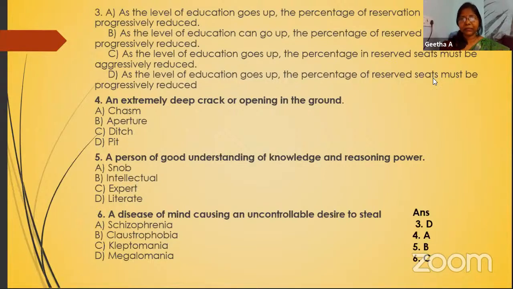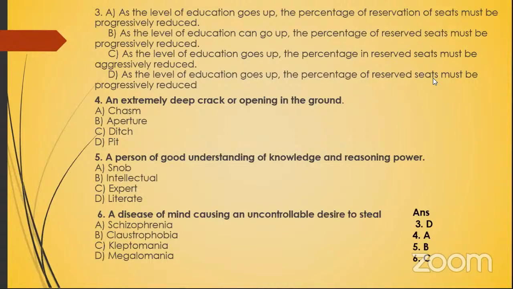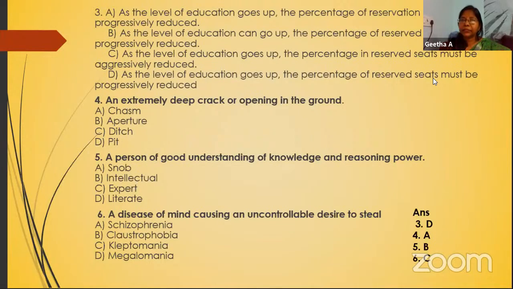Yes, the first one is D. Because the first one, if you see A, what happens is, as the level of education goes up, the percentage of reservation of seats is given. That is not correct, it must be progressively reduced. It should be the percentage of reserved seats, right? So here, can go up and must be progressively reduced is not right for option B. According to C, as the level of education goes up, the percentage in reserved seats is there. No, that is also not correct. So D is the right answer, right? I hope you got it right.